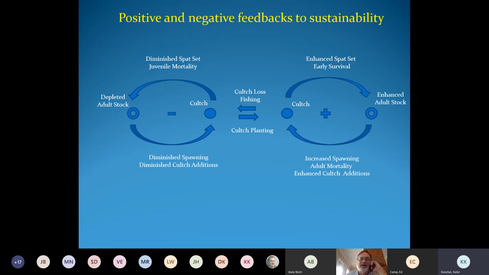Okay, so you can go from the positive to the negative. Now we're looking at the arrow, which is going from right to left. Natural culch loss and fishing, which removes adult oysters, in particular overfishing, can result in poor culch, which brings us back into the negative cycle.